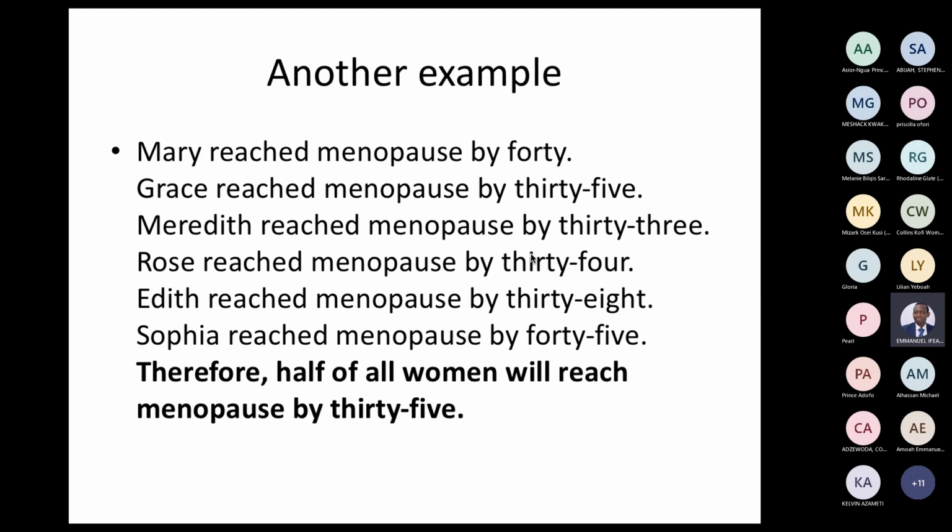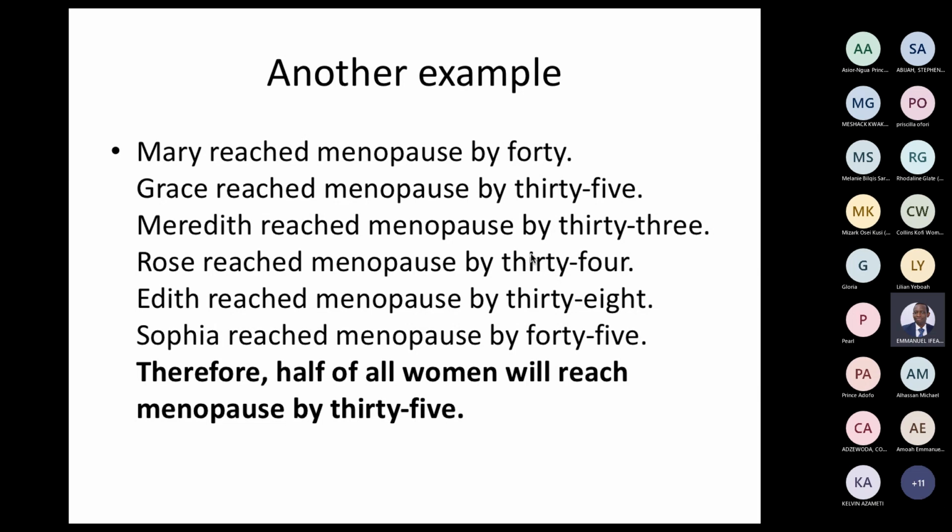Now look at another example. This other example will give you another perspective. There are 6 premises here, indicating that 6 different women reached menopause either before the age of 35 or after the age of 35. The first premise tells us that Mary reached menopause by 40, and then Grace reached menopause by 35. Meredith reached menopause by 33.